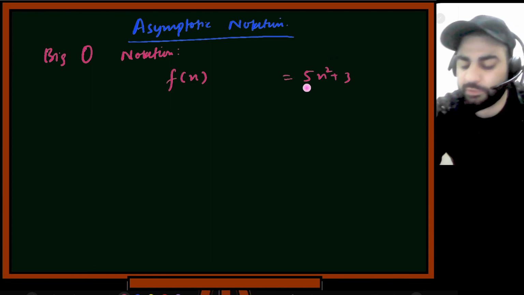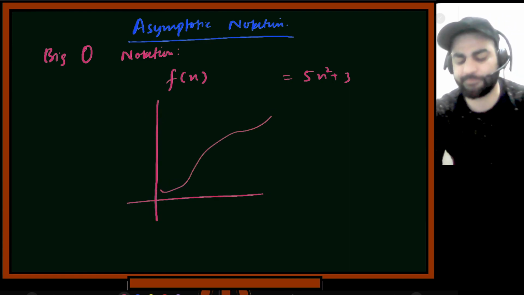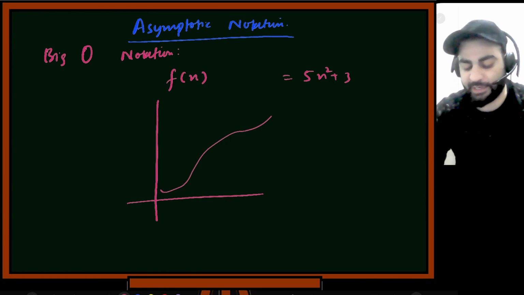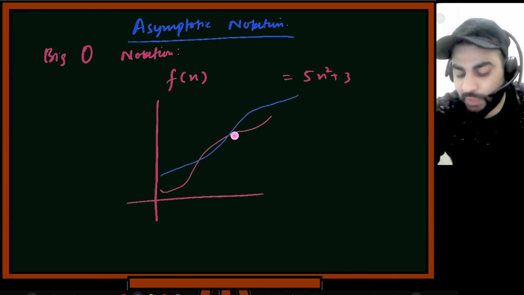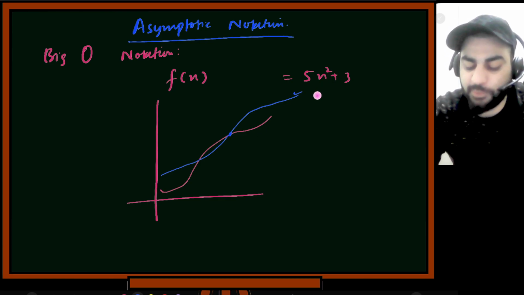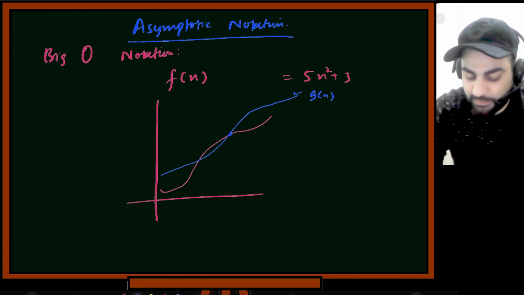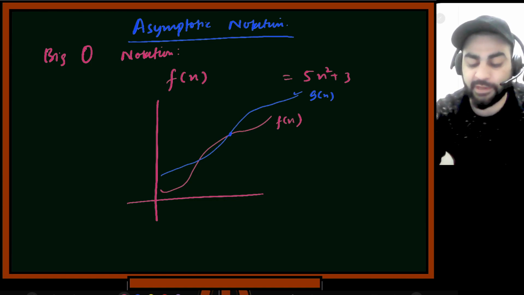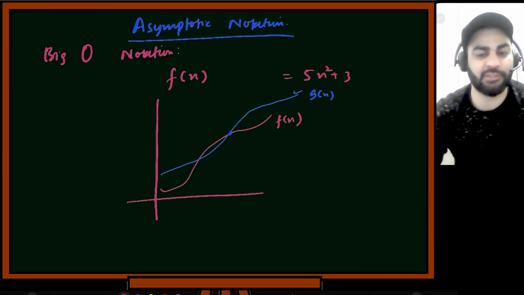So if you want to bound this function, this function will have some graph. Let's suppose something like this. Now we want to bound it. You want to show a function which is always, after a point, greater than this function. So maybe I'll draw a function like this. After this point, this blue curve is always greater than this pink curve. Let's call the blue one g of n, and the pinkish curve f of n. I have a graph of this function f of n. After a point, this g of n always surpasses the value of f of n. This is always greater than this.